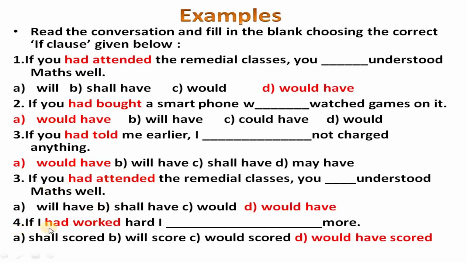Then the fourth one, if I had worked hard, I dash more. So that means shall score more, or will score more, or would score more, or would have scored more. Why? Because it's also past perfect tense. You need to use would have, it is compulsory. Score including the verb is would have scored more.